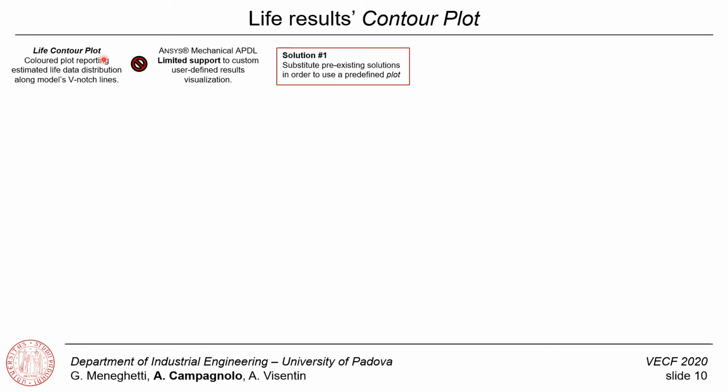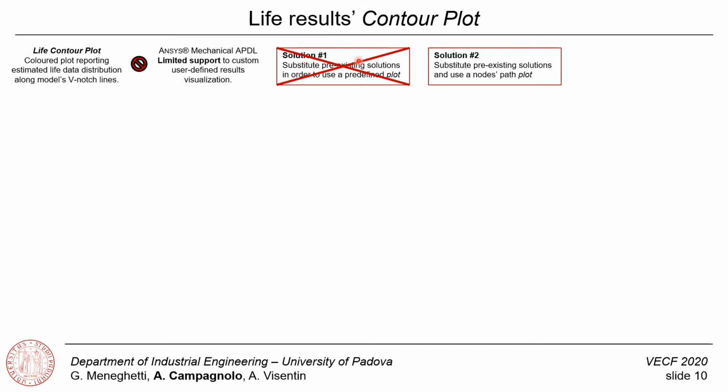Another development deals with the life contour plot function, namely a function allowing the code to generate a color plot reporting estimated life distribution along the model's lines. A first solution aimed at substituting life results to existing solutions in order to use a predefined plot. This solution was actually discarded because of high computational time required and low plot quality.